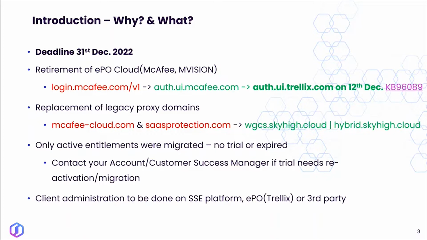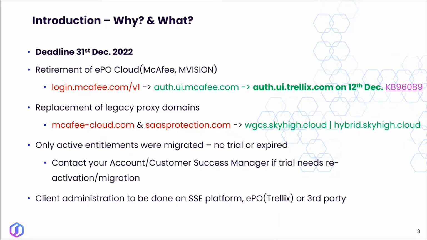With our migration, we only took active entitlements from the EPO Cloud and moved them into the new environment. So it's like a one-to-one move. Every administration user you had on EPO Cloud was moved into the new environment. We have not taken any action on trial or expired accounts. So this is important when you try to log in on the new environment: you pick the right login from the right account. In case you have a trial account where we need reactivation or migration, please contact your account Customer Success Manager so that this can be taken forward with the backend team.